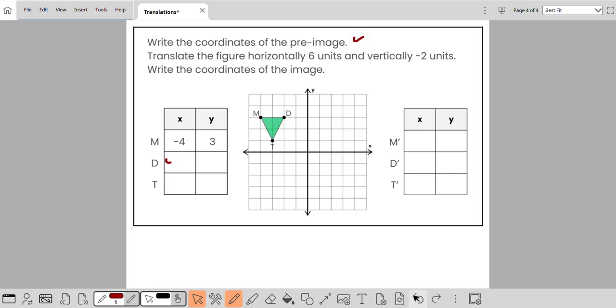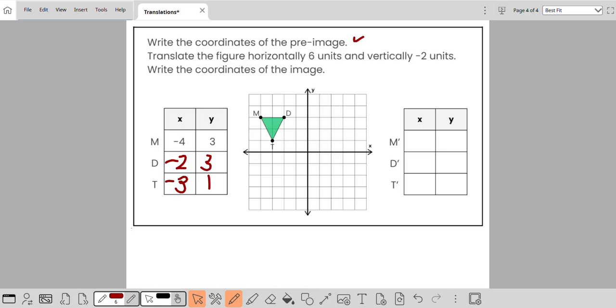Oops, I'm going to go ahead and erase that and see if I can make that negative look a little bit better. So negative 2, and it went up 3. Okay, I think I should make that 3 look a little bit better. There you go. And then we're going to do T. So let's start here. Negative 1, negative 2, negative 3, 1. So T is (-3, 1).